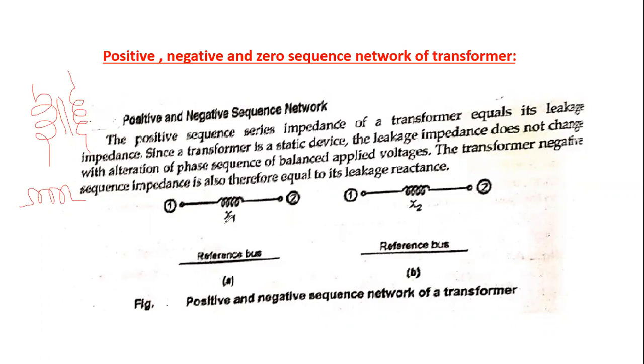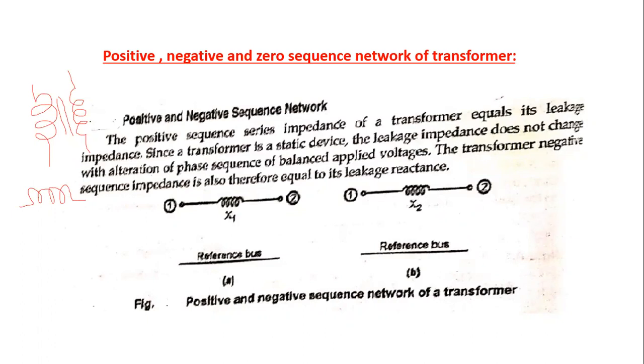The transformer is a static device. The leakage impedance does not change with the alternation of the phase sequence of the balanced applied voltage. Therefore, the negative sequence impedance is also equal to the leakage reactance. The positive sequence is equal to the leakage reactance, and the negative sequence is also equal to the leakage reactance. These are considered as X1 and X2, where X1 is the positive sequence reactance and X2 is the negative sequence reactance.